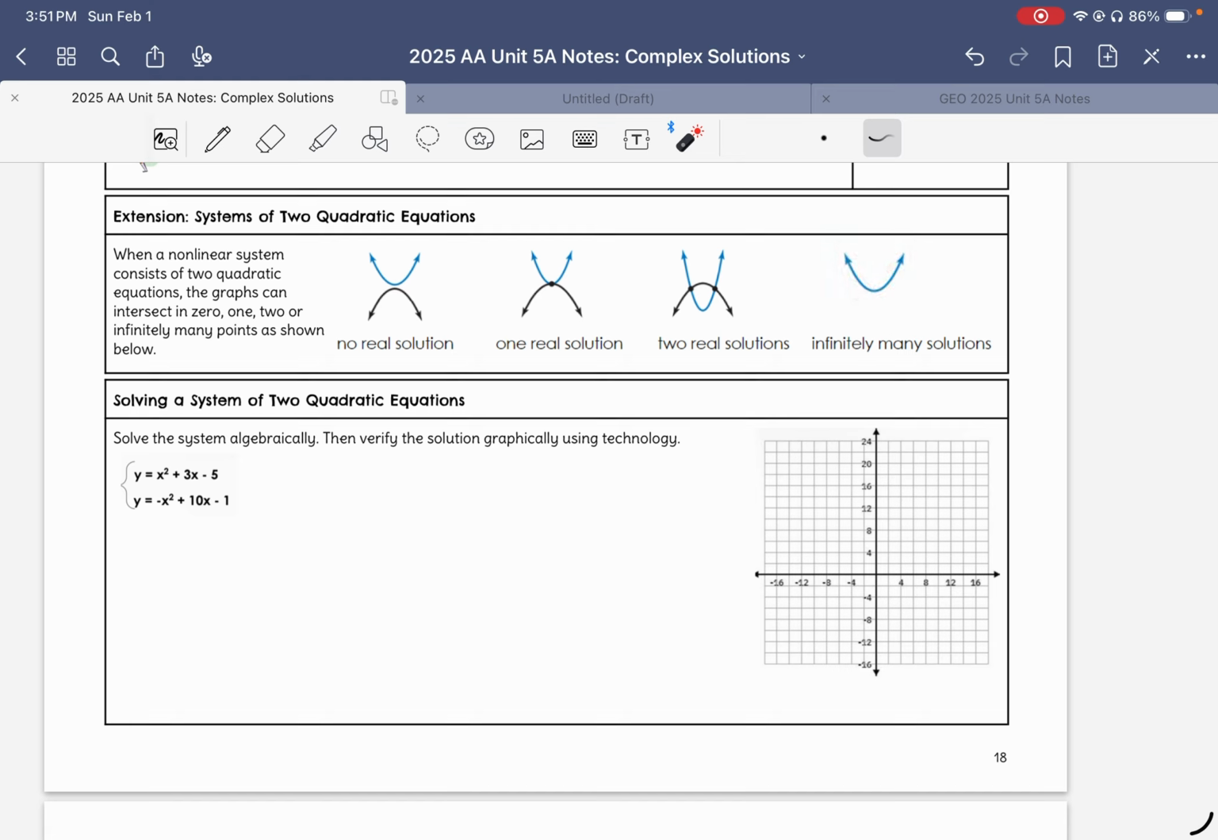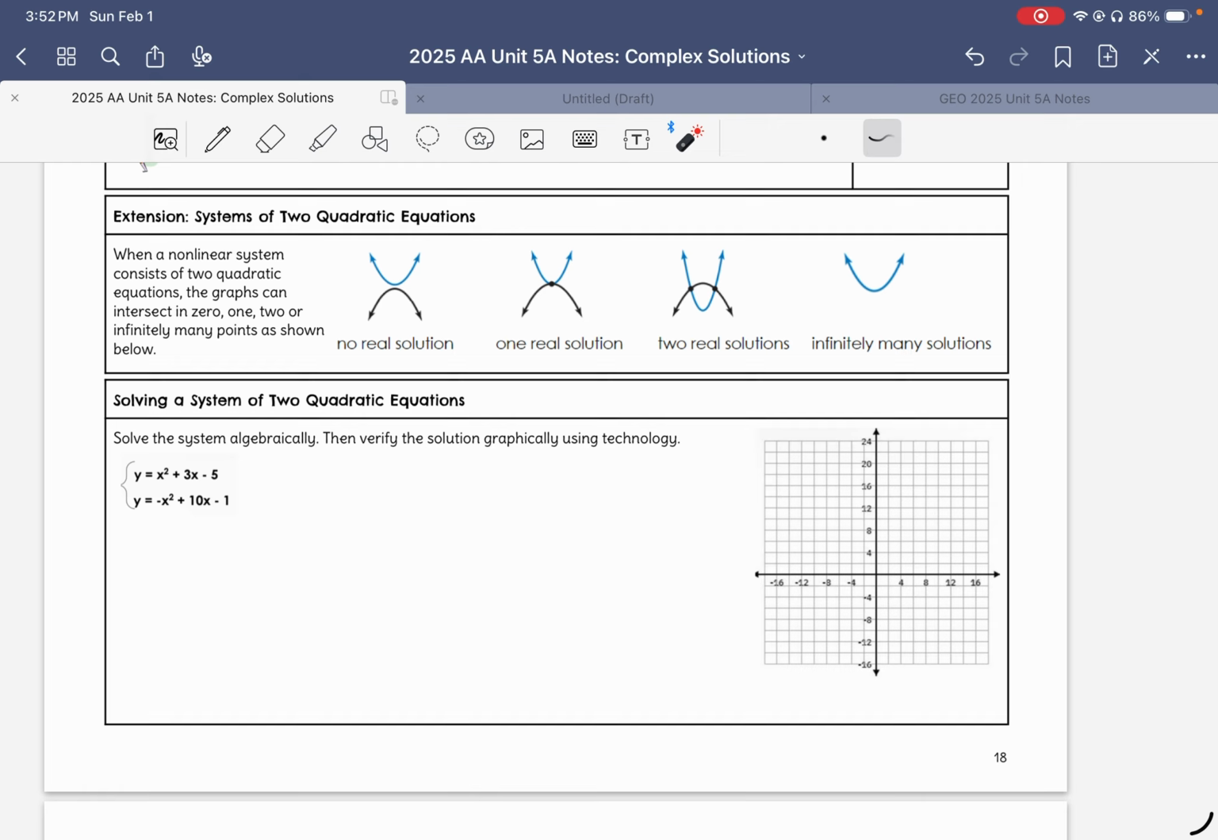And just like we saw with a quad and a linear equation, you can solve these algebraically. You can also solve them graphically. So I'm going to show you the graphical way first, because I'm going to have to split this up into two videos to make sure they're not overwhelmingly long. So we want to solve this system of equations. Solutions are where they intersect.